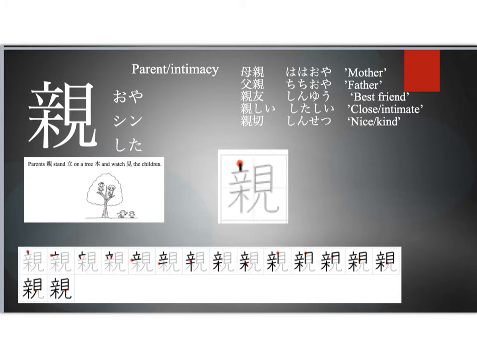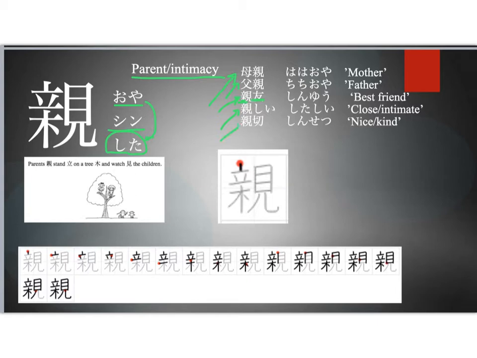This kanji means parent or intimacy. It's read oya for the Japanese reading, shin for the Chinese reading, also shita for the kunyomi, the Japanese reading. In any case, we see it in combinations like this. Haha oya, meaning mother. Chichi oya, meaning father. Shinyu, where you have both of the onyomi for both of these kanji, shin and yu. Close or intimate, shitashi, you could also say shitashii tomodachi desu, that he or she is a close friend.